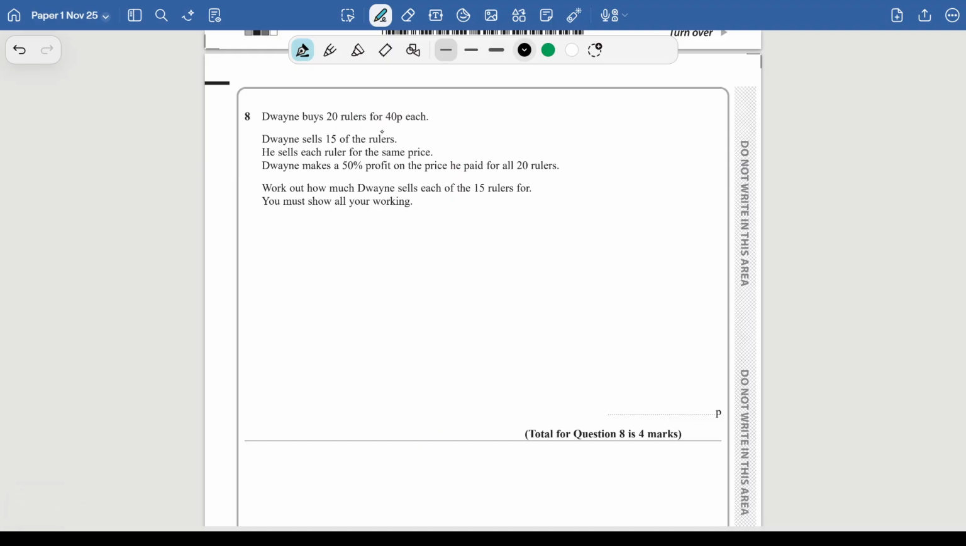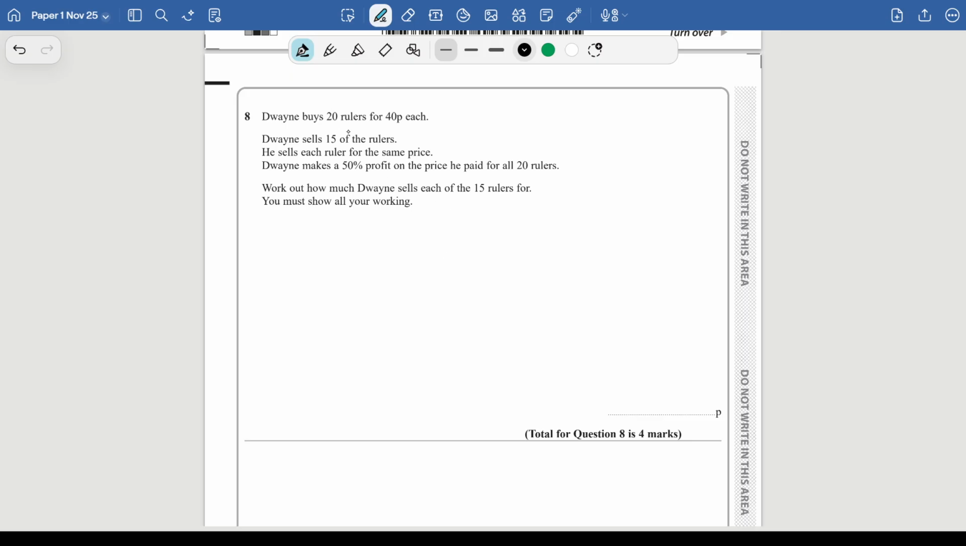Duane buys 20 rulers for 40p each. Duane sells 15 of the rulers. He sells each ruler for the same price. He makes 50% profit on the price he paid for all 20 rulers. How much does Duane sell each of the 15 rulers for?